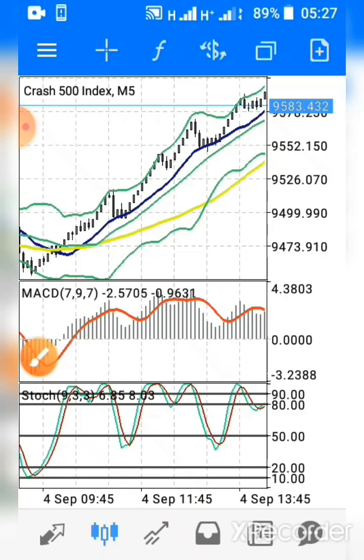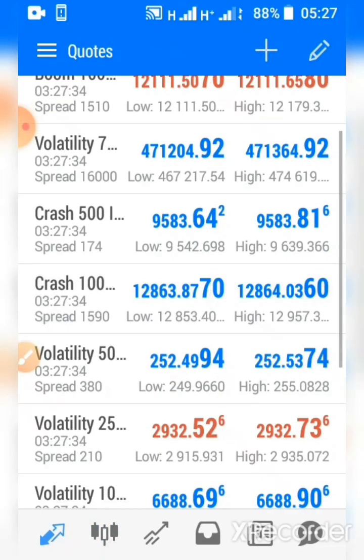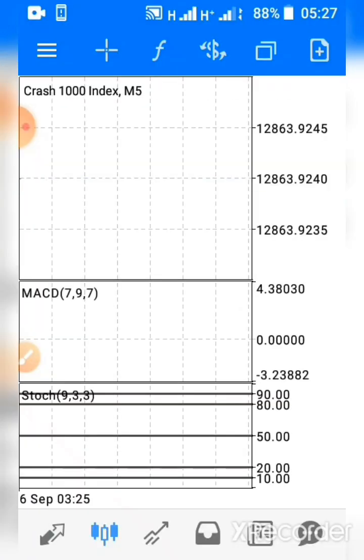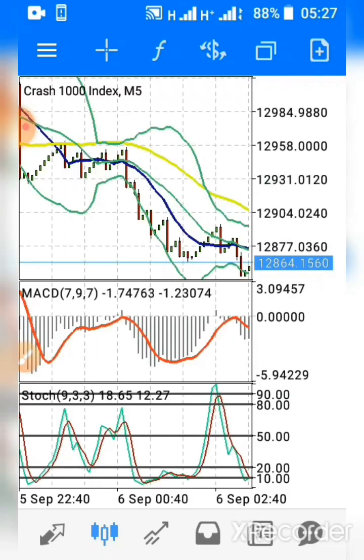Now let's check for our sell conditions for catching a spike. Now for our sell conditions on Crash, let's go to Crash 1000. You can do it for both indices, and you can trade spikes on any Boom or Crash, but you just have to wait for these conditions to be met, and this happens multiple times in a day. So for catching a spike on Crash, the green line has to be below the yellow line, and the MACD has to be facing downwards.